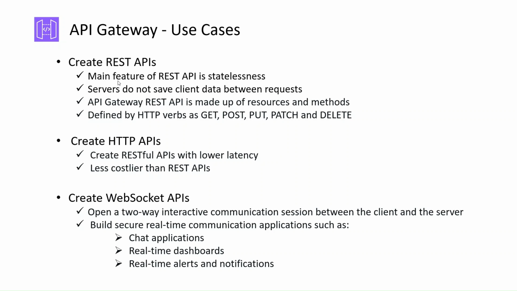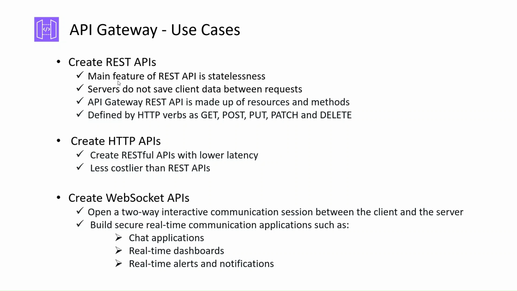REST defines a set of functions like get, put, post, delete, etc. that clients can use to access server data. Clients and servers exchange data using HTTP protocol. An API Gateway REST API is made up of resources and methods that we'll see in the hands-on demo. A combination of a resource path and an operation identifies a method of the API.